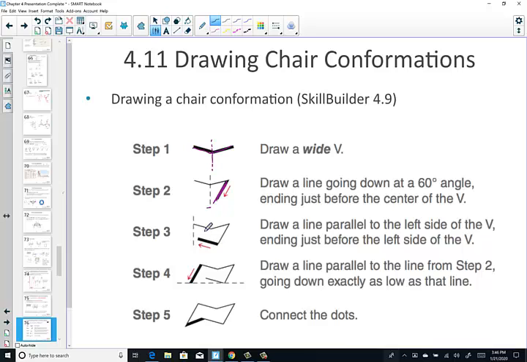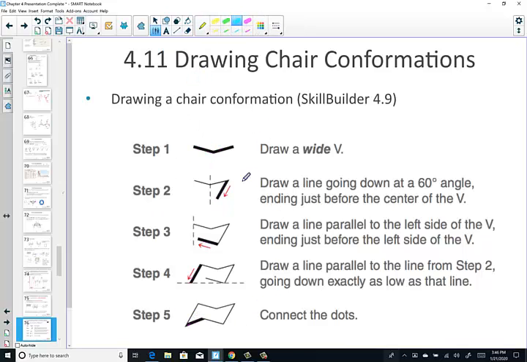Draw a parallel line to this line up here, step 3. Come back down and then join them together, connecting the dots. You will know as you go through how to draw these, it just looks correct because there will be 3 sets of parallel lines by the time you're done drawing.